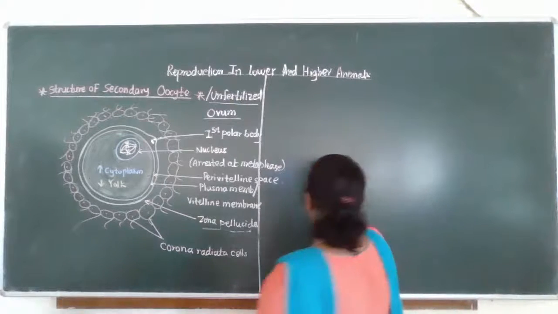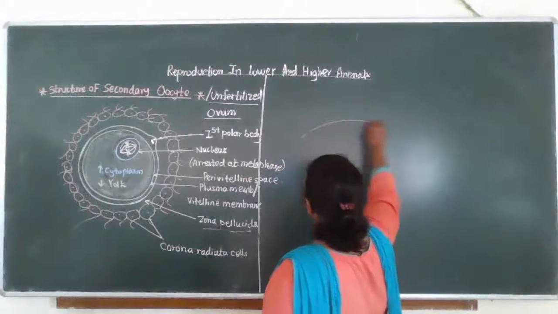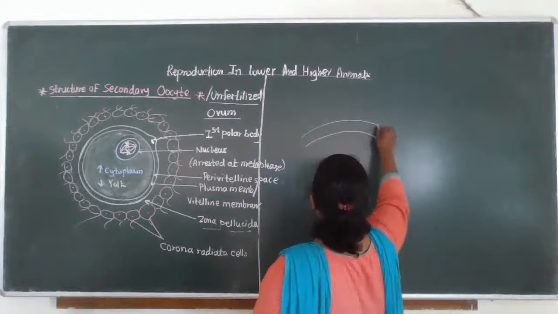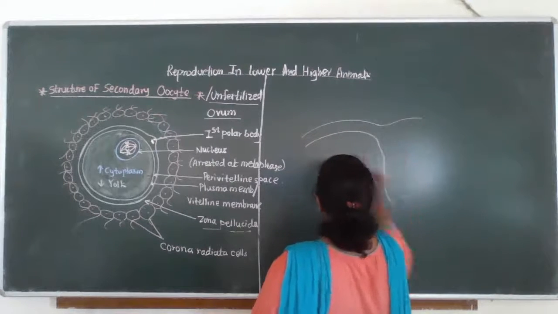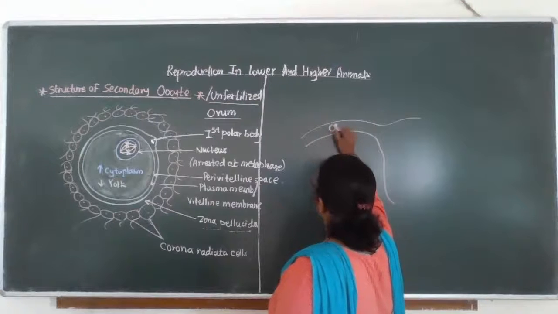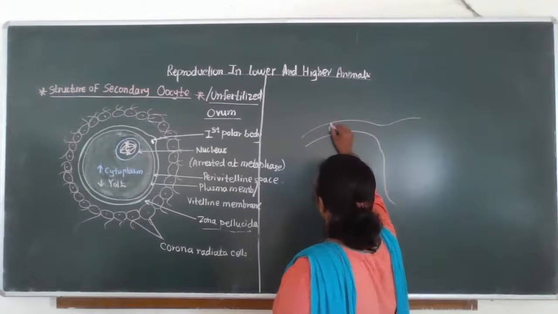So as you know, suppose this is a fallopian tube. This is a fallopian tube, and as you know, the ampulla is the site of fertilization.